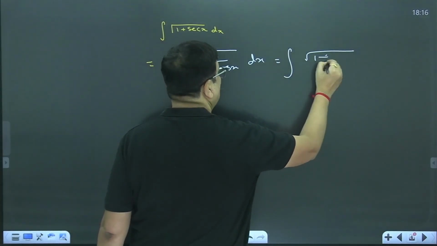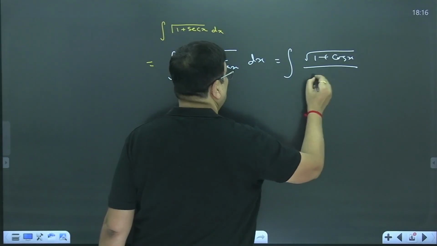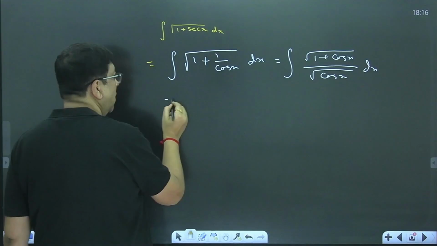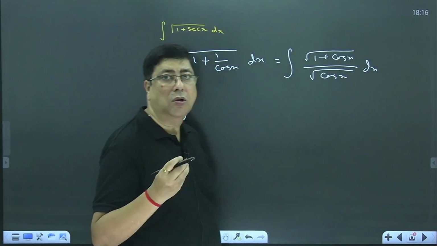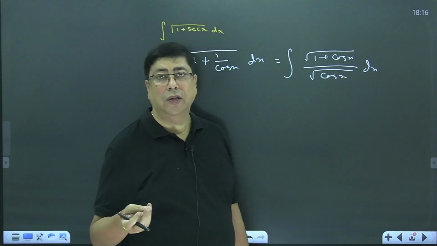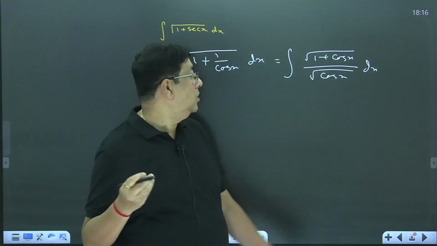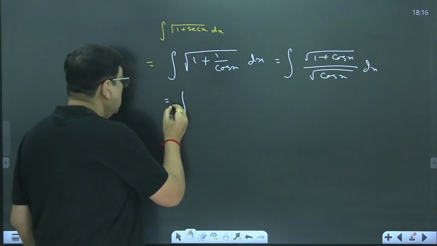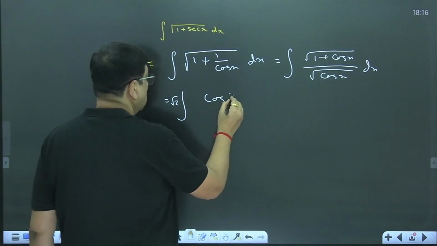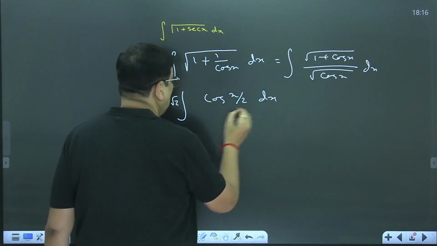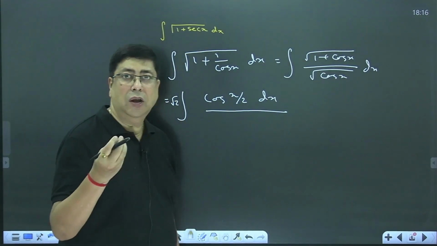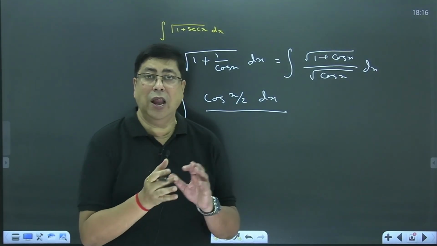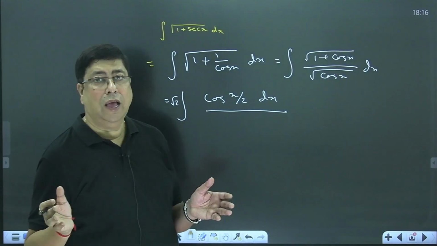So integration of root over (1 plus cos x) by cos x dx. Therefore you can write 1 plus cos 2 theta, the formula is 2 cos square theta. So in this case, root 2 comes out, with 2 cos square x by 2. So root 2 cos x by 2. Whose derivative is cos x by 2, everybody? The constant stays outside. Whose derivative is cos x by 2? It is coming to be sin x by 2.